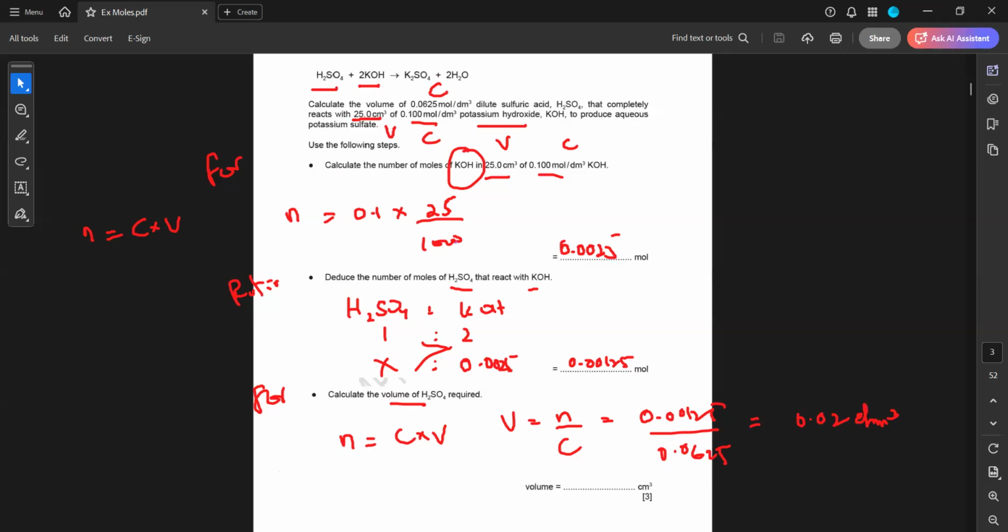But we need the answer in cm cube. To convert this decimeter cube into centimeter cube, we multiply by 1000. So when we multiply by 1000, it will equal 20 centimeter cube. So that's how we worked out the volume of sulfuric acid which we need. So normally when we solve a moles question, the rule is formula, ratio, formula.